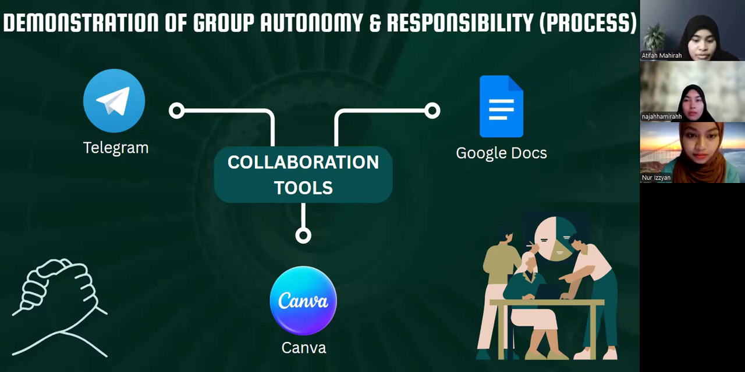The last one is Canva. We use Canva to design our presentation slides. We give feedback to each other and improve the design as a team. These tools help us divide our tasks clearly. Everyone did their part and supported each other. This shows that we work with responsibility and independence throughout the project. Next.